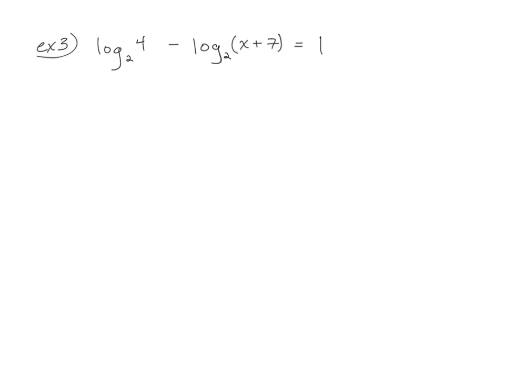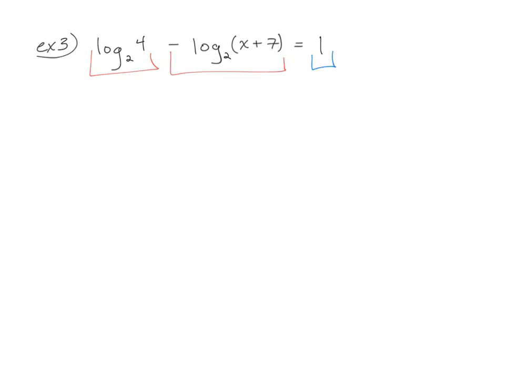All right, next example, example 3 here. We have log base 2 of 4 and log base 2 of x plus 7, and they're being subtracted, and that equals 1. All right, so let's do this. Those are both log terms, but this is not. So we would have to use the blue method from a few slides ago, the not all terms are logs solving method. Here's how that works.